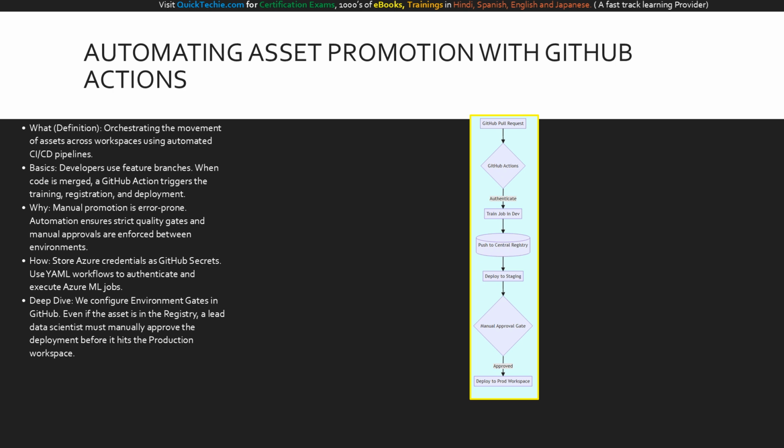Here is our automated lifecycle. A GitHub pull request triggers GitHub Actions, which authenticates and runs a training job in the dev workspace. The resulting model is pushed to the central registry. It is immediately deployed to staging for testing. Finally, it hits our manual approval gate. Once the lead engineer clicks approve, the model is pulled into the prod workspace for live traffic.